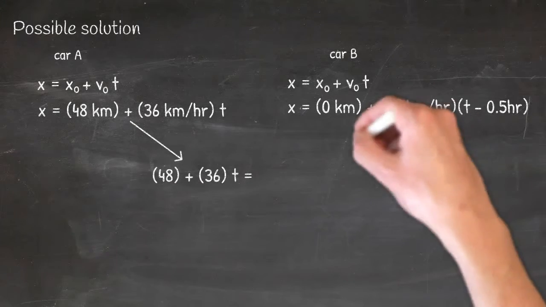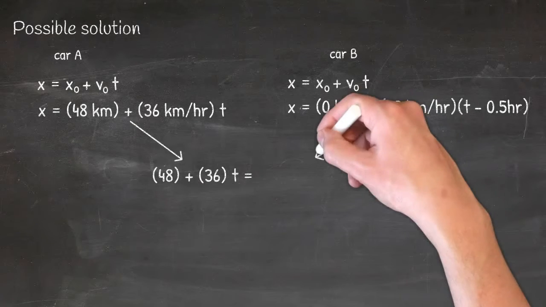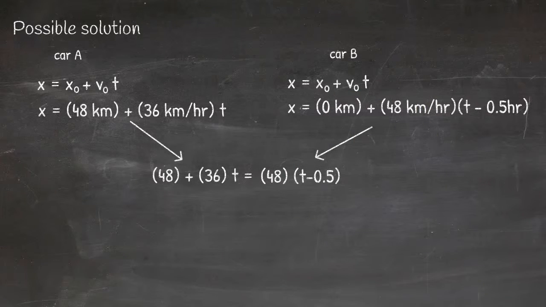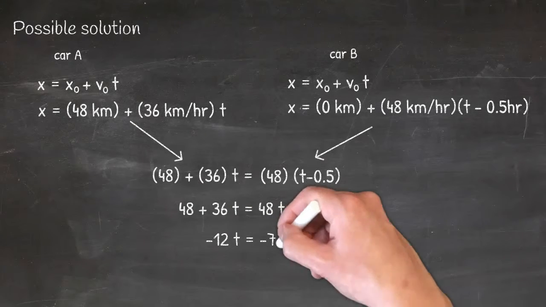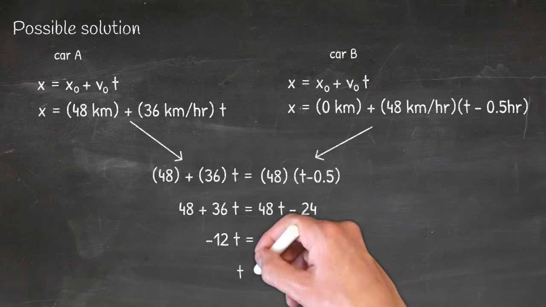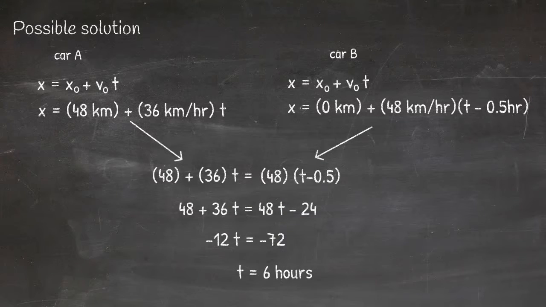And from the right-hand car B equation, I'm going to get rid of that 0 because it's a 0. So we have 48 times (t minus 0.5), again getting rid of the units there. And those two have to be equal when the cars are in the same position, when one car is passing the other. Okay, so that gives us this equation. We now just have to distribute on the right-hand side. We gather all the t's together, all the constants to the other side, do a quick division, and we find out that after 6 hours, car B will pass car A.